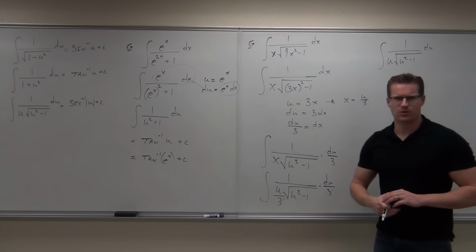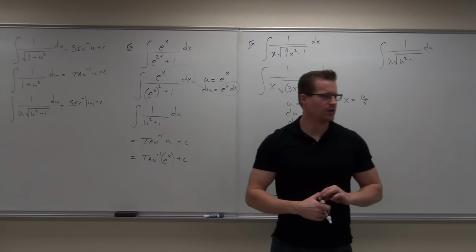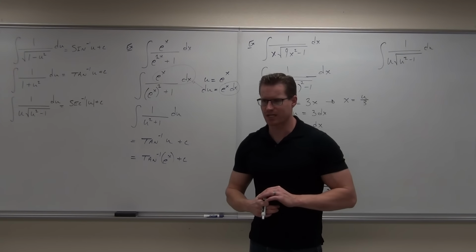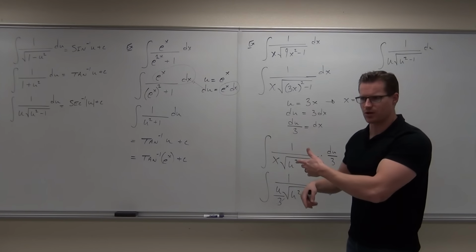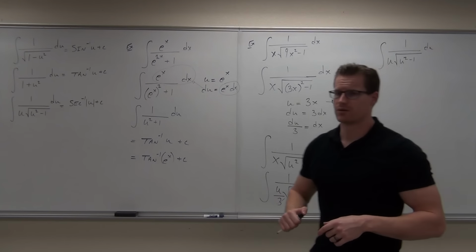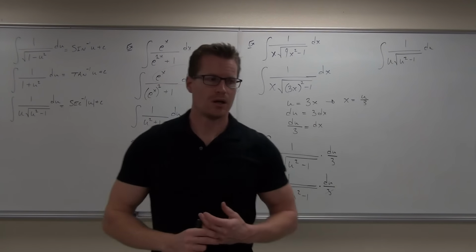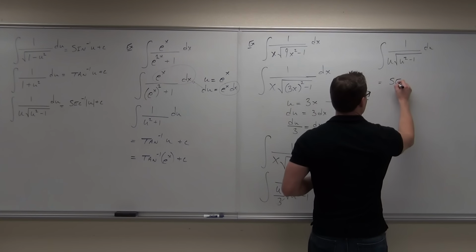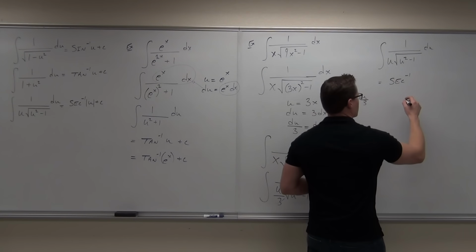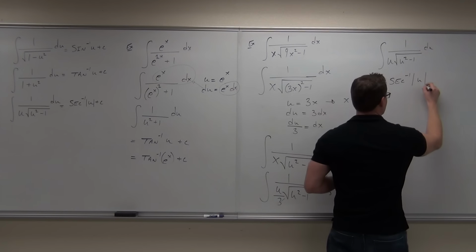I need a quick head nod if you're okay with that so far. Does it make sense? It's interesting, right? It's a little bit tricky because you got to do some of that x. You can't leave it. So use your substitution again. No big deal. Now, does that fit our integral model perfectly? What is it? Arc secant absolute value u plus c.